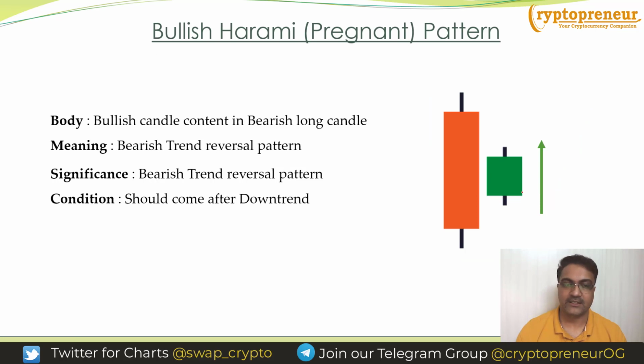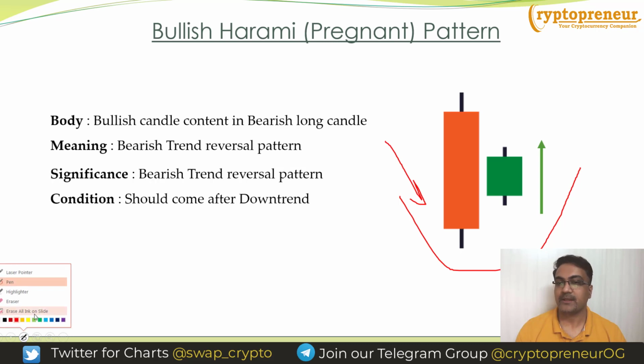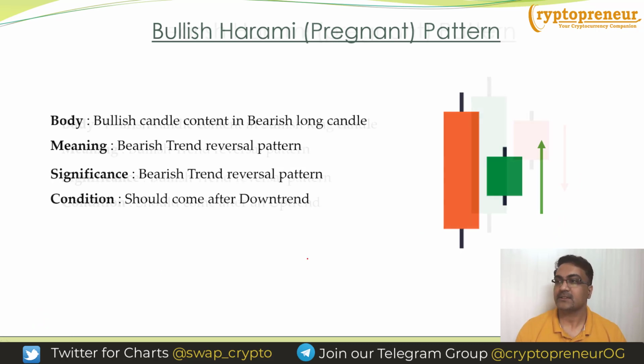We won't see this in the crypto market, usually this pattern is not visible, so I might not be able to show you on the charts. So just remember the pattern, and in the future, when the crypto market is more mature and there is higher volume trading, we might be able to see these kinds of patterns also. But in the stock market and forex market you will see these patterns. It should come after a downtrend, and this usually signifies a trend reversal. So this is called a bullish Harami or pregnant pattern, we can say.